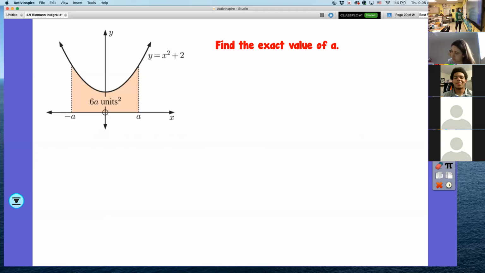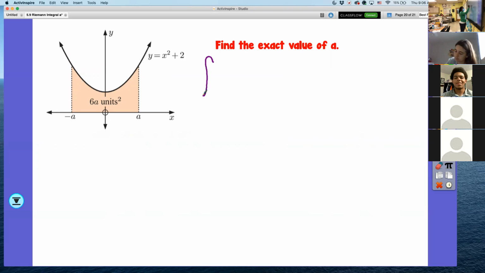This one, we are given the function, and we're also given the area underneath the curve to be 6a units. We don't know what our bounds are. We're asked to find what they are. So we're going to do this one together. This one's a little bit more on that harder level, but it's still incorporating the same things that we have been doing using integrals in the fundamental theorem of calculus.